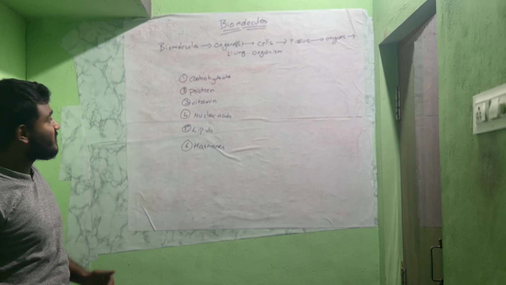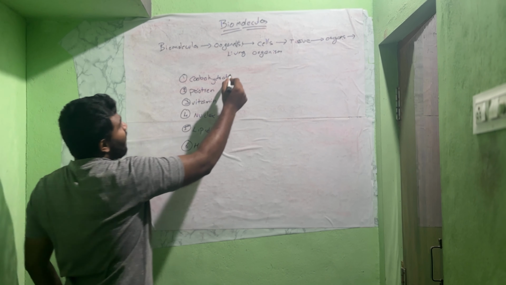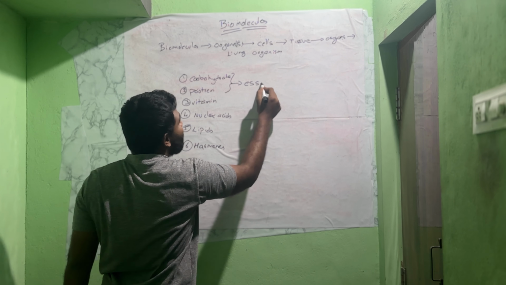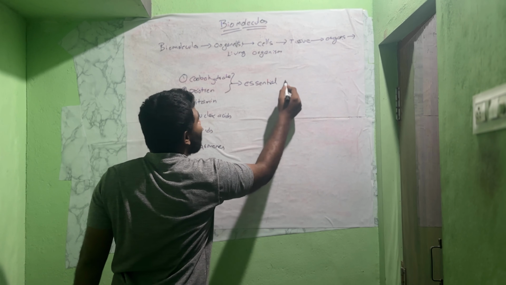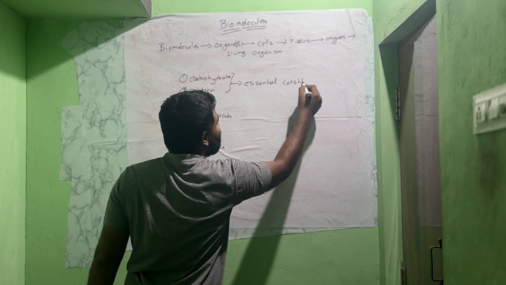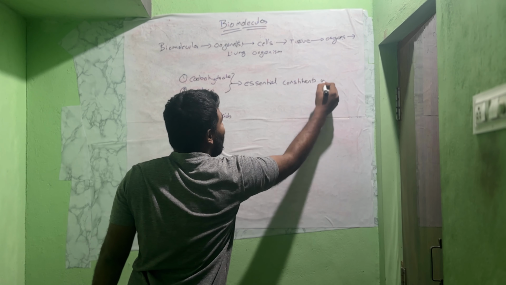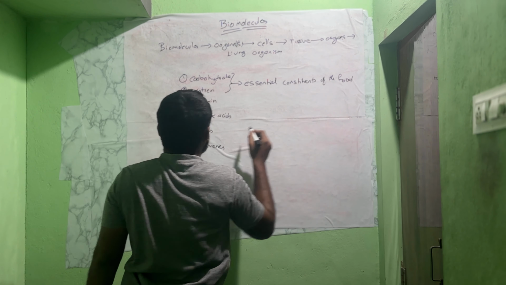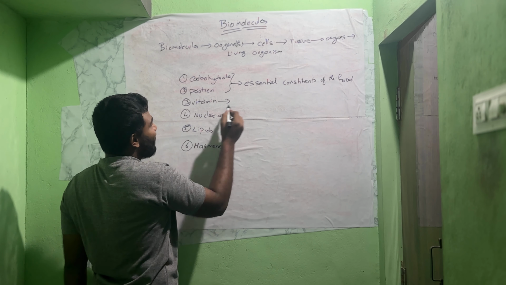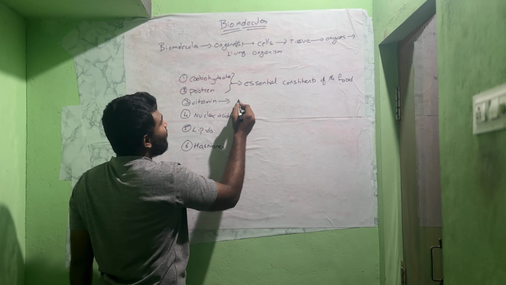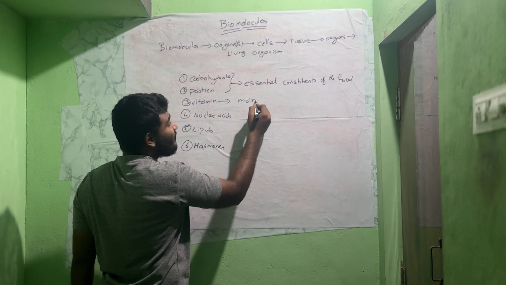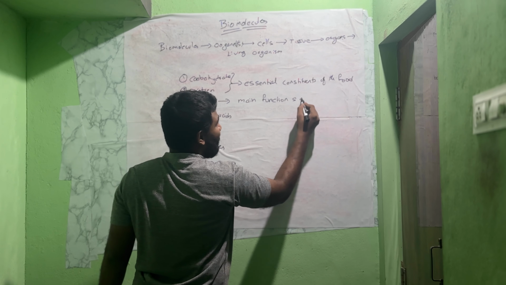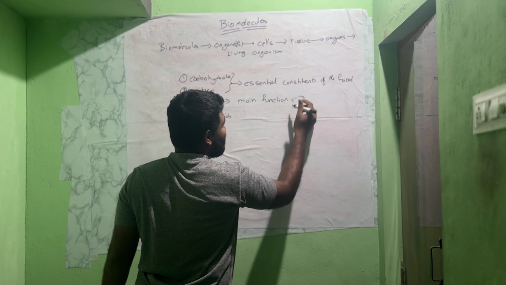Some of the biomolecules I have written here. In this, carbohydrate and protein are the main essential constituents of the food. And vitamins are main functions of organisms. Remember these points.